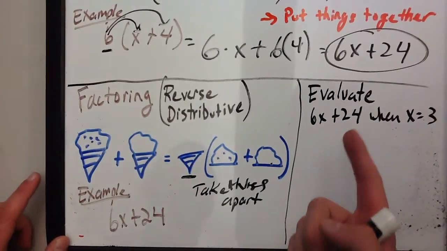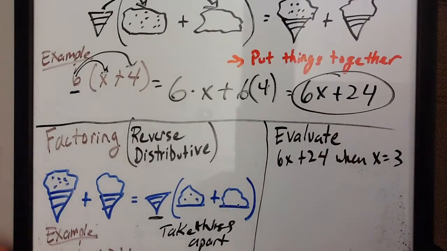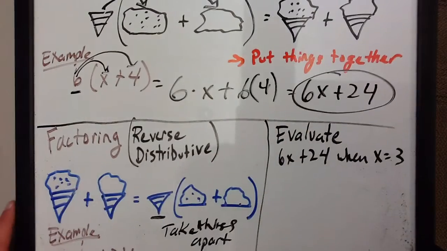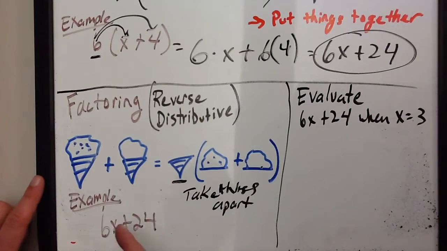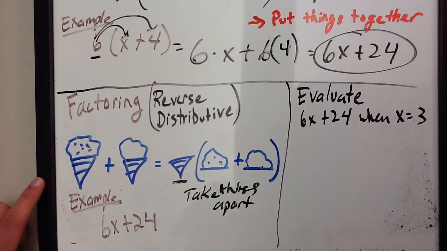So I'm going to use the same example, what we ended up with in the previous example, 6x plus 24, and I'm going to factor this. So I'm looking for what they have in common, the greatest factor that both 6x and 24 have in common. Well, the greatest factor they have in common would be 6, because 6 can go into 6 and 6 can go into 24.